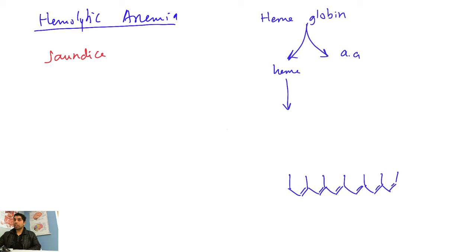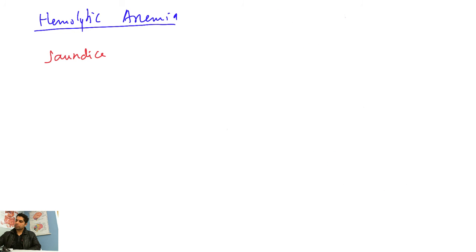Bilirubin should be conjugated by the liver. Conjugation means you add a sugar to it. When you add UDP glucose to bilirubin, it becomes conjugated and more water soluble. So we have two types of bilirubin: unconjugated and conjugated.